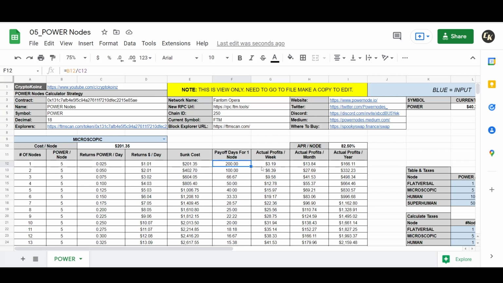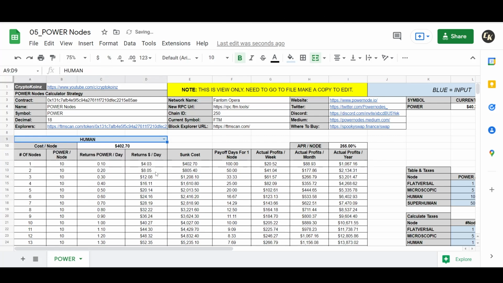So in reality, your actual profits is $3.19 per week, $13.84 per month, and $166 per year. You're paying an investment of $201 in order to make $166 per year. That's an 82.5% return. And these are the actual real numbers. This is how the calculator works.